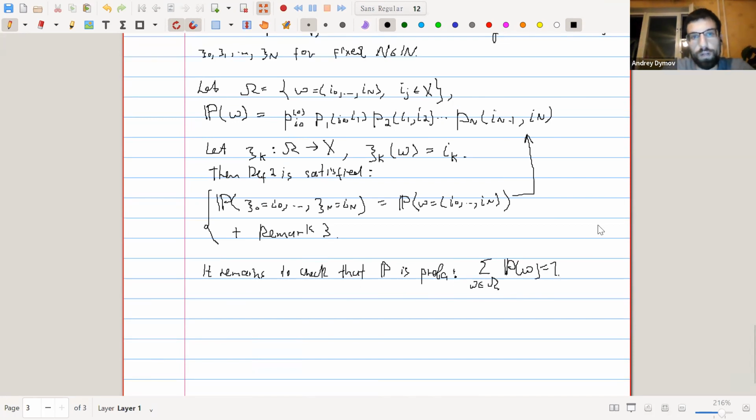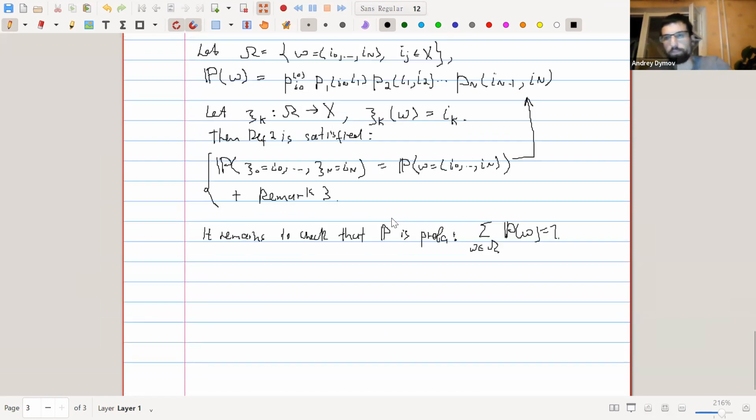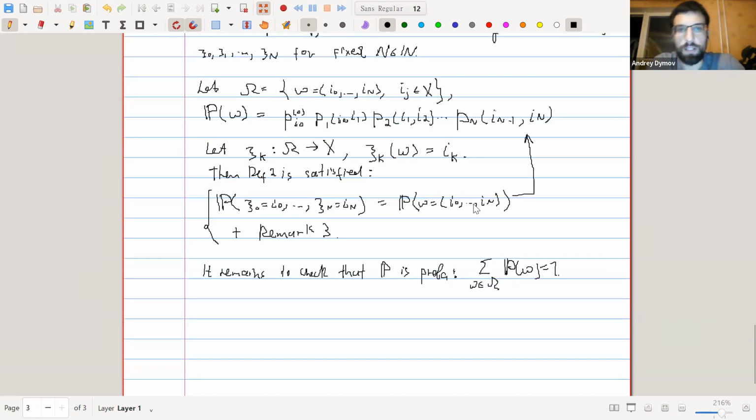Actually, why do I construct the Markov chain only for finite time? Because otherwise I cannot consider the states, the space of elementary events, of a finite number of elements. Moreover, the number of elements should be countable, and it becomes more complicated. We should introduce sigma algebra and so on. That's why I restrict myself to finite time.